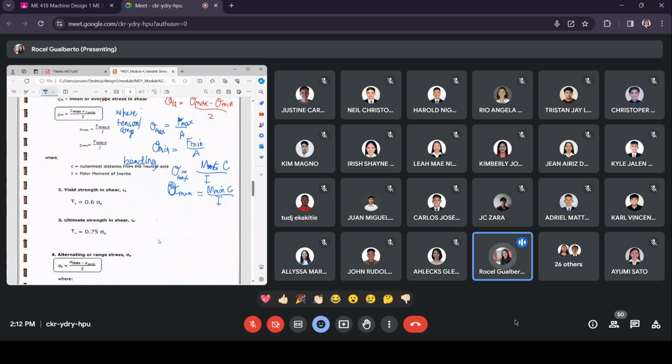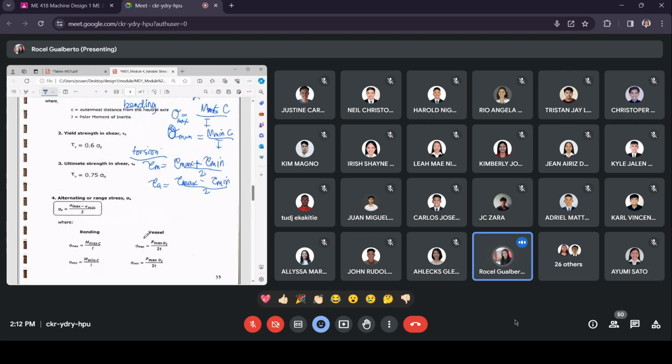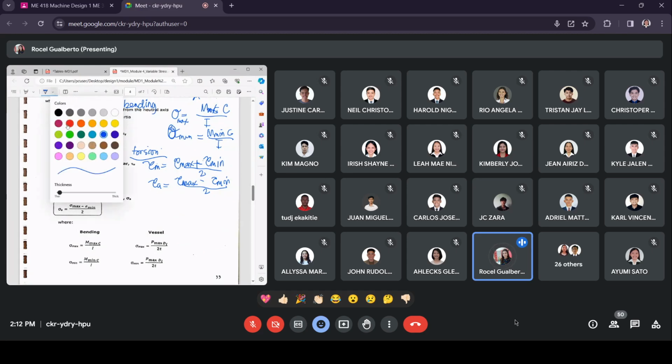In terms of tau naman po, that would be torsion. So, for torsion, that is where you'll have your tau M. What is tau M? Tau max plus tau minimum divided by 2. Your tau A would be tau max minus tau minimum divided by 2. What would be the value of tau max and your tau min?